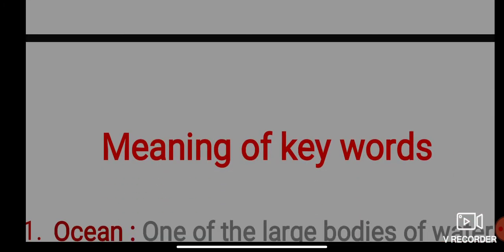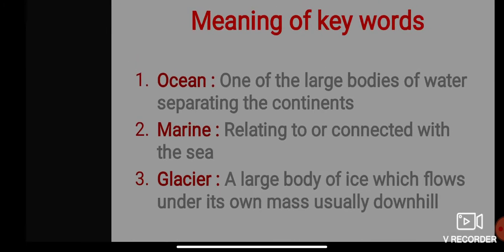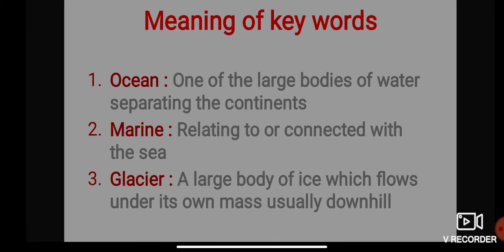So what is ocean? One of the large bodies of water that is separating the continents. They are known as oceans. And what is marine? Relating to or connected with the sea. They are known as marine. And what is a glacier? A large body of ice which flows under its own mass, usually downhill. They are known as glaciers.